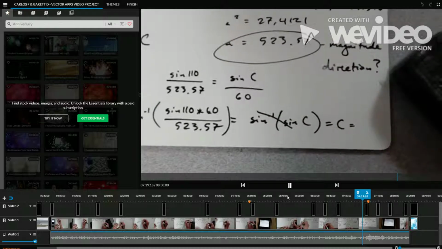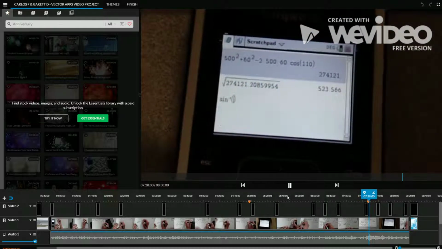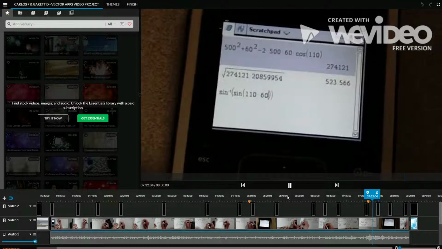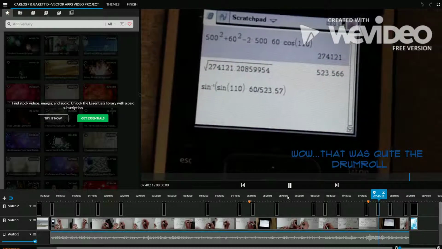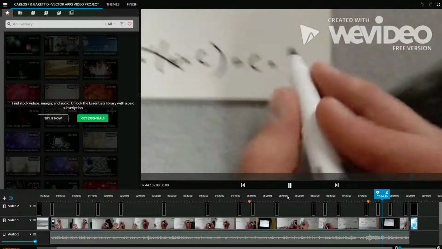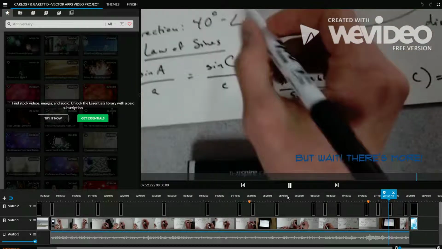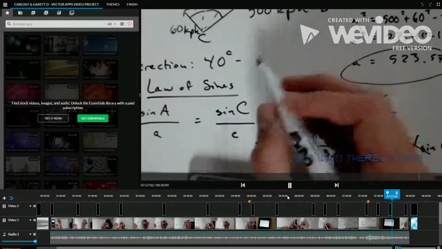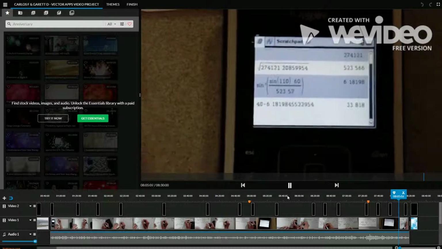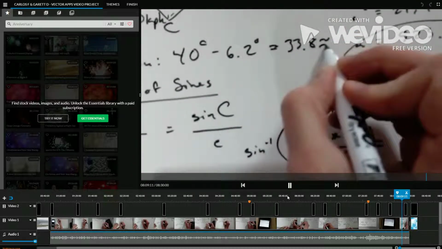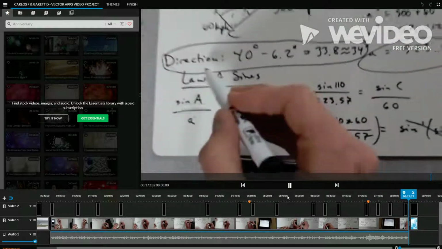So let me put that in my calculator. This is where we would be playing the Family Feud interlude music. And there, it comes out to be 6.2 degrees. But that is not the direction. Remember, the direction is 40 minus that angle, so I'm going to replace that with 6.2, and that comes out to be 33.8 degrees, and if we round that, it's 34 degrees. So there we have it. Our magnitude is 523.57, and our direction is N 34 E.